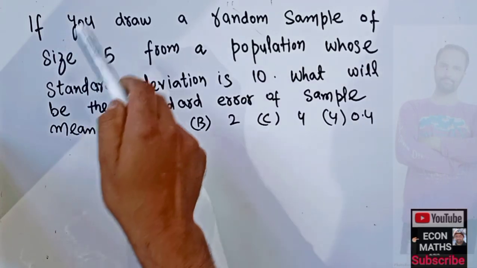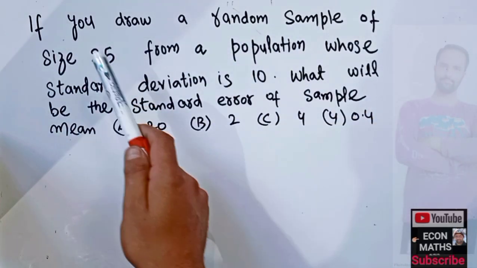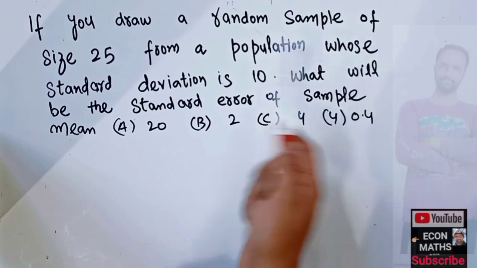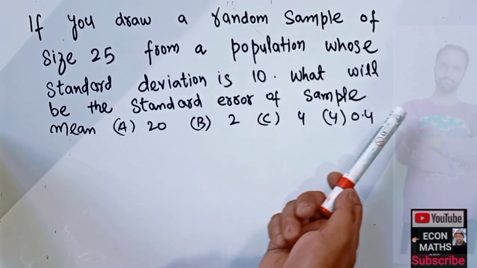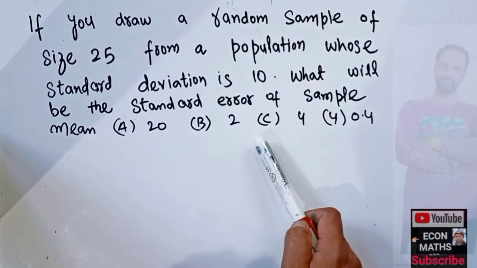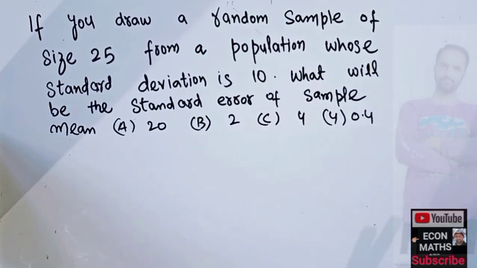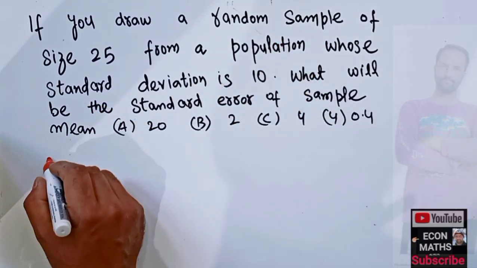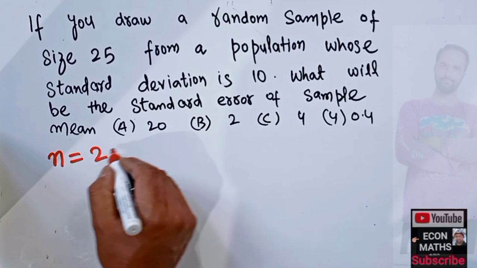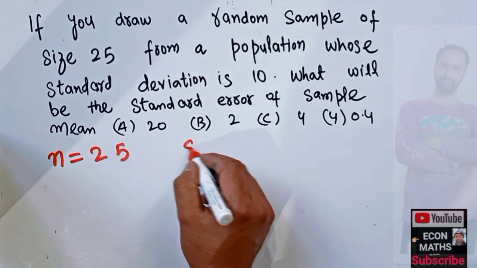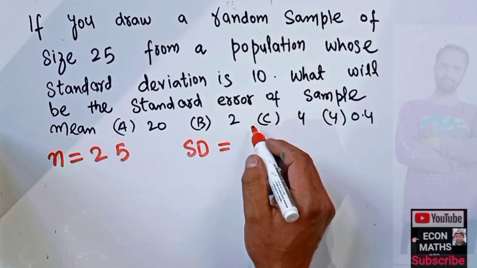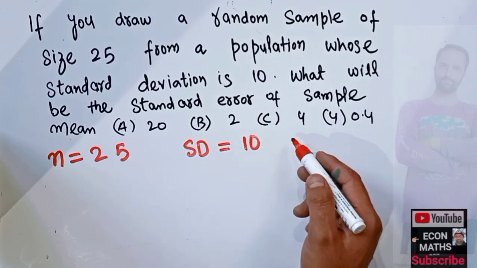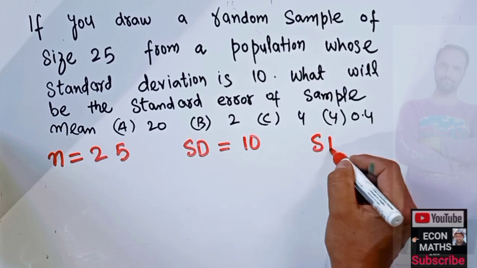The question is, if you draw a random sample of size 25 from a population whose standard deviation is 10, what will be the standard error of the sample mean? Options are 20, 2, 4 and 0.4. We need to find out the correct option. What are we being given? The sample size is 25, the standard deviation is 10, and we need to find out the standard error.